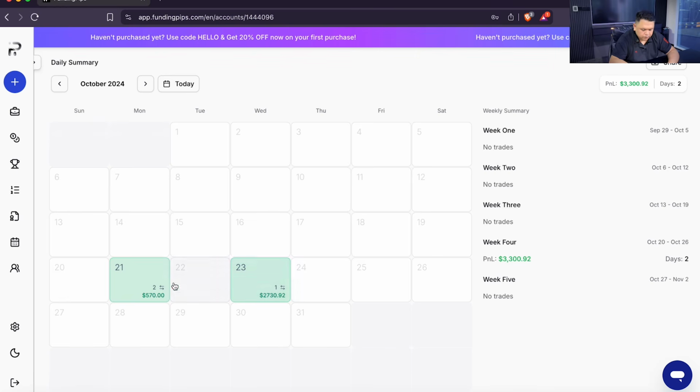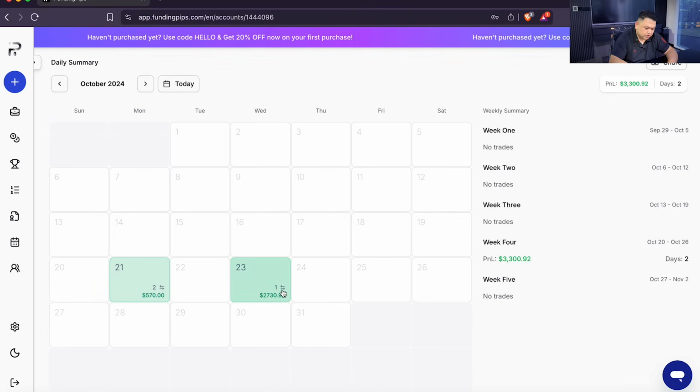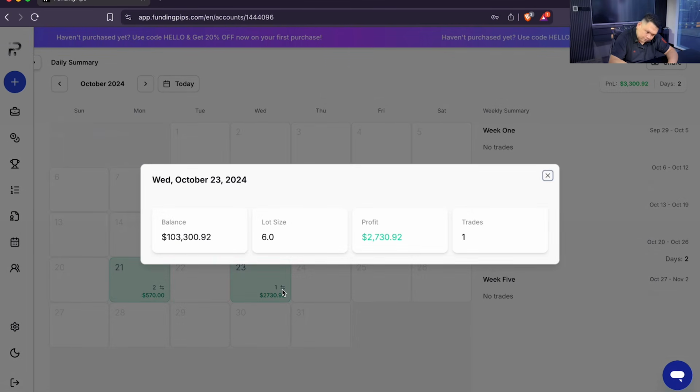If, for example, this was a loss or the sum of all my trades ended up in a loss, then you'll see this as a red mark or in a red color. Here on the 23rd, you can see I just made one trade and I made a profit of $2,000. You can see the reason why the consistency score is so off. It's like 83%. It's because I made such low profits here and I suddenly jumped to $2,700. That's not how you trade consistently. So to fix that, I just need to make more trades.